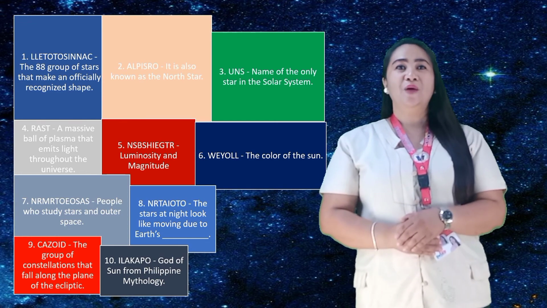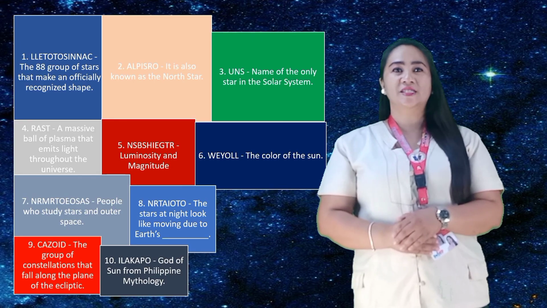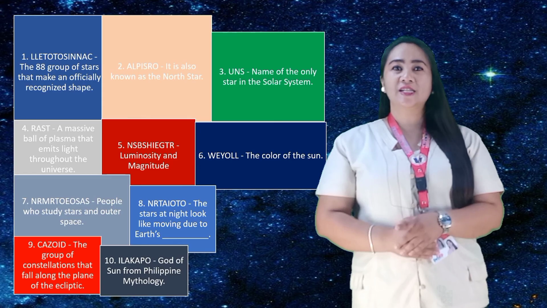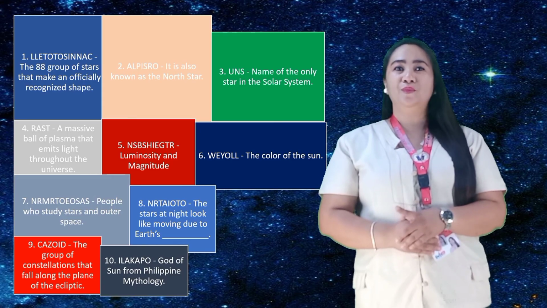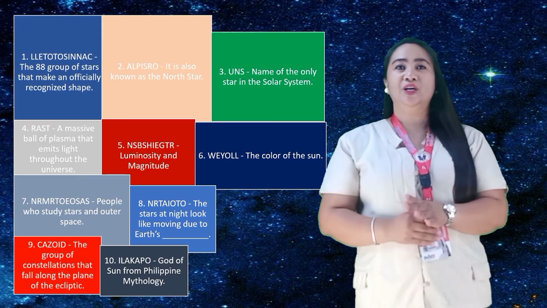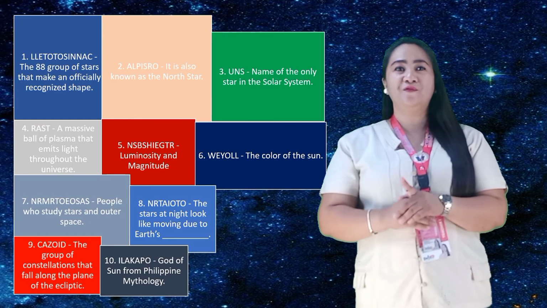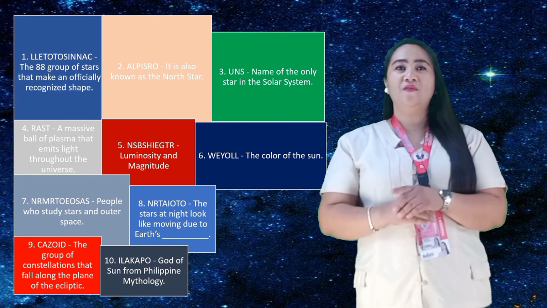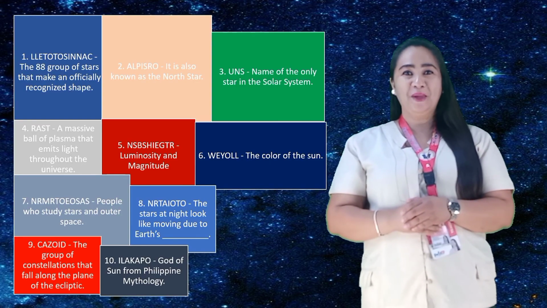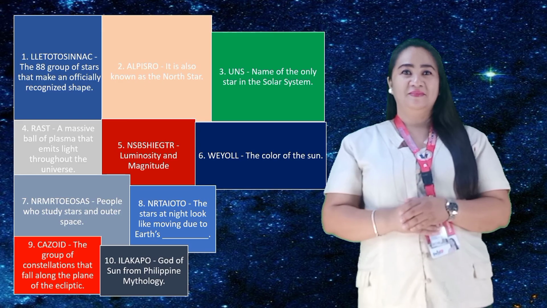Number 7. People who study stars and outer space. Number 8. The stars at night look like they are moving due to Earth. Number 9. The group of constellations that fall along the plane of the ecliptic. Number 10. God of the Sun from Philippine mythology.